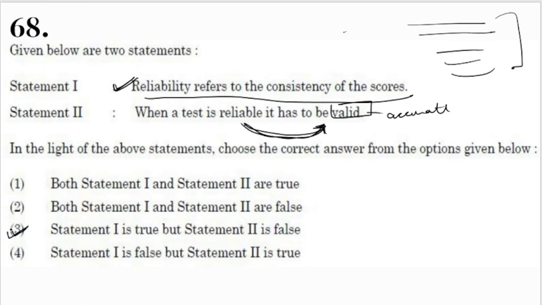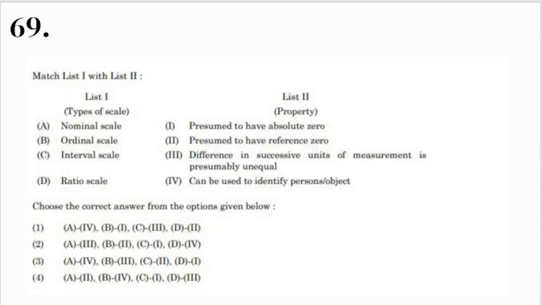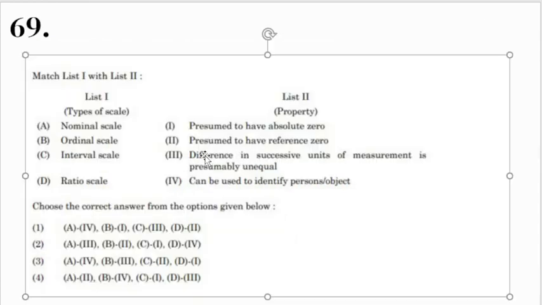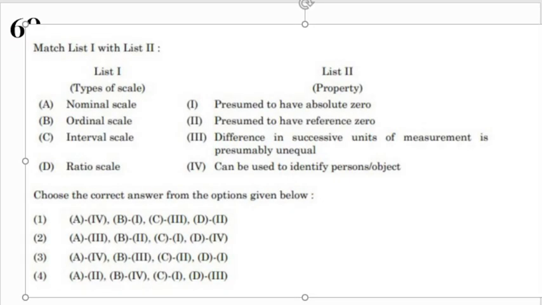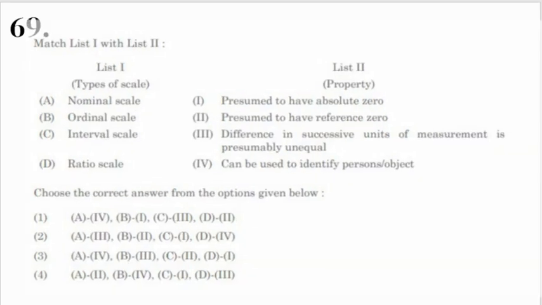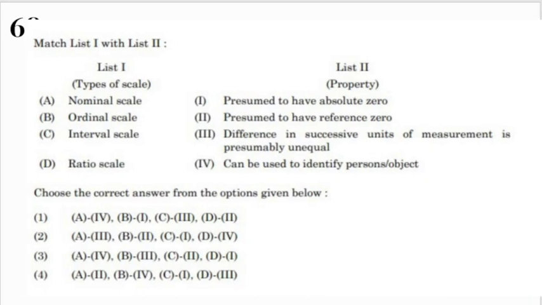Very well done. Now moving ahead to question number 69. We have a list of types of scale: nominal, ordinal, interval and ratio scale, and we have to match each with its property.